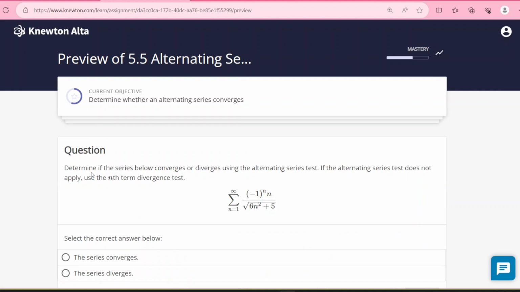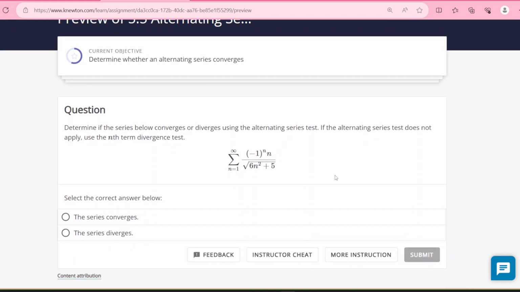All right, so determine if the series below converges or diverges using the alternating series test. I'm just going to say this one out loud. The numerator has n. The denominator has the square root of 6n squared, the highest power term, which would be the square root of 6 times n. The terms that are alternating here would approach 1 over the square root of 6, not 0. So this is a divergent series. That's really a simple test.